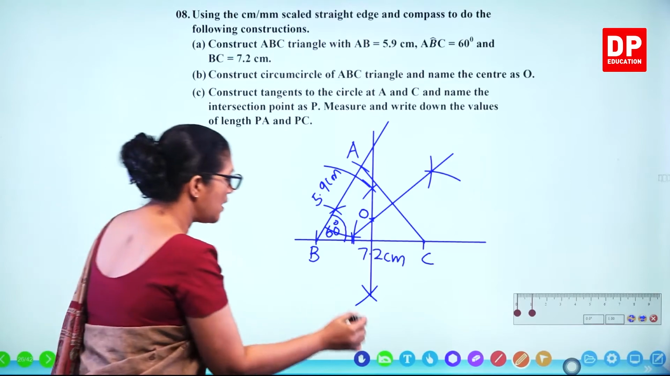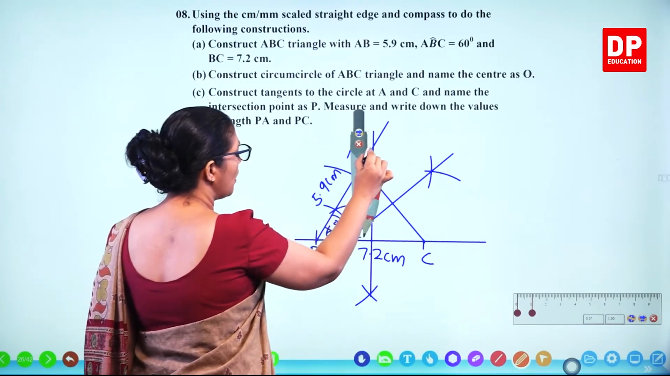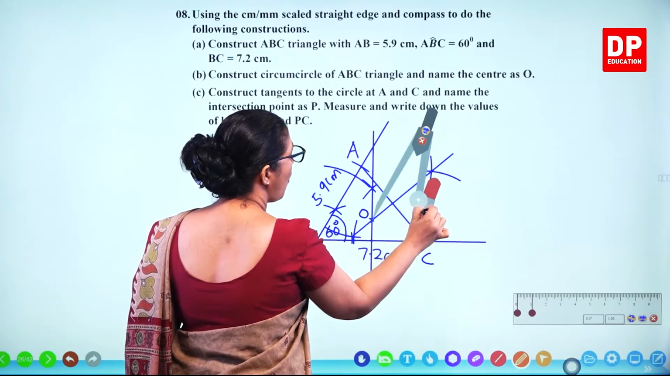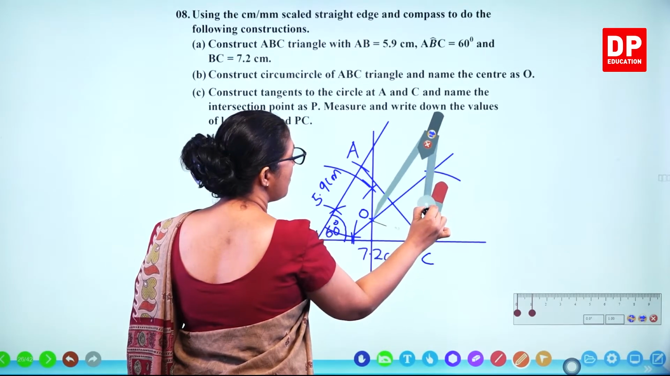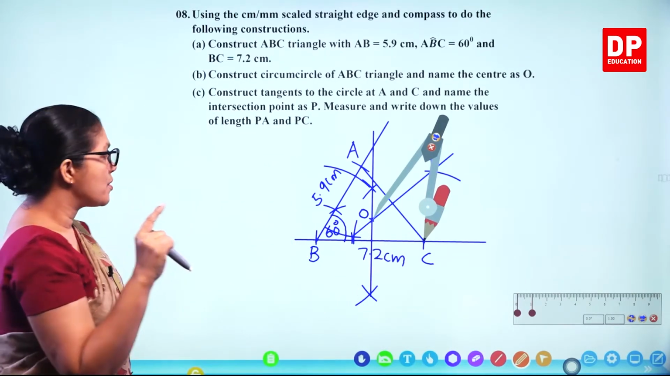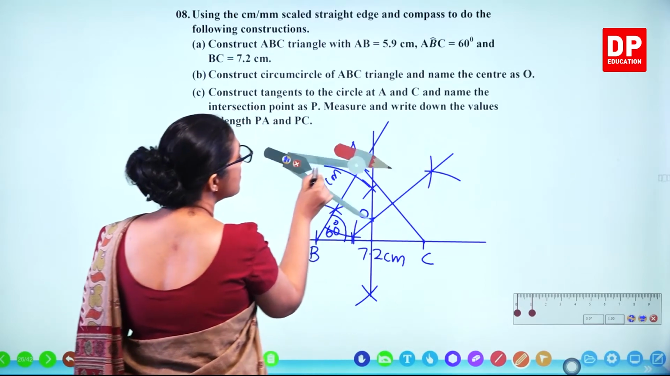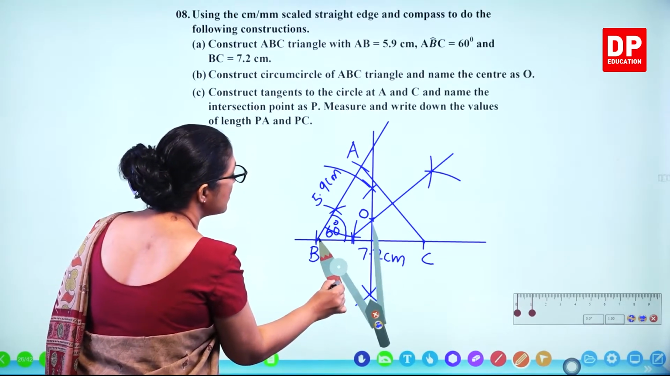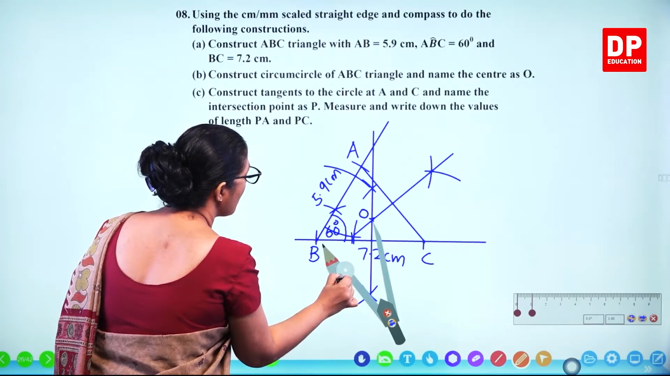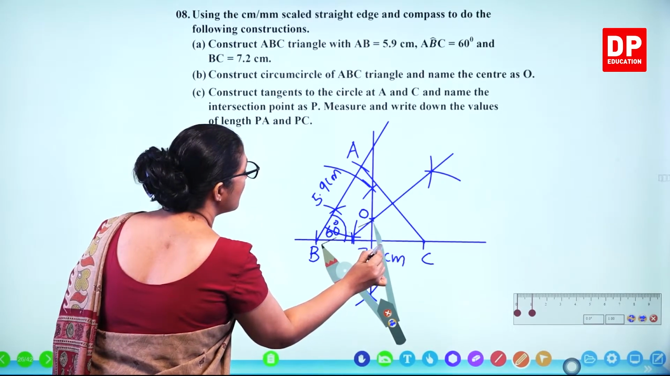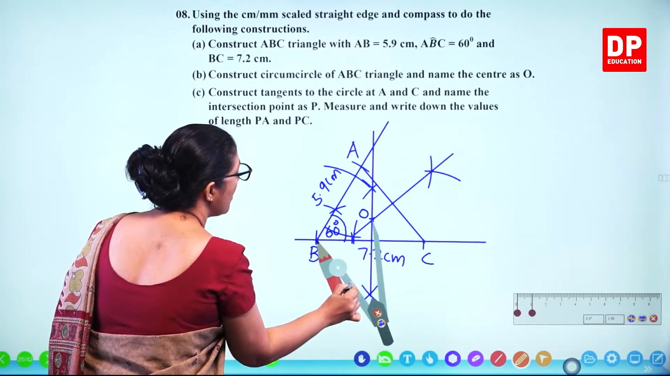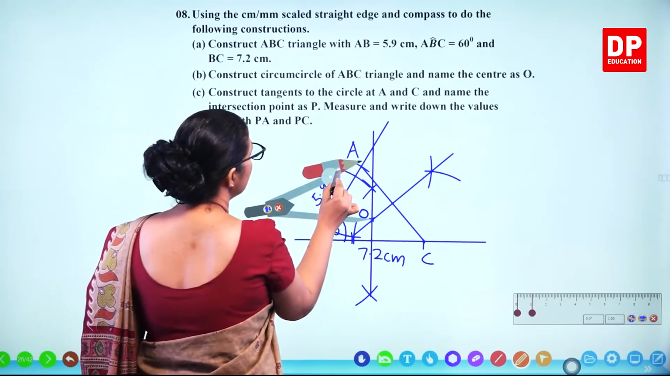Now we can draw the circumcircle. So what's the radius? You can take OC or OB or OA, any one as the radius. So we can check first whether it passes through A and B. Yes. So here you have to keep it properly so that it passes through all these points. So roughly here.